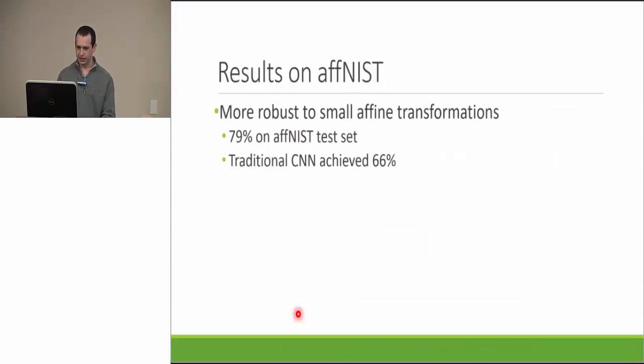So they also ran some tests on AffNIST, which is basically they trained their network on MNIST, and they tested on MNIST digits which have small affine transformations, and they were able to show that the Capsule network was more robust to these transformations. They achieved 79% as opposed to 66% for a traditional neural network, even though when they trained on the MNIST digits, they were both able to get similar results on the regular MNIST digits.